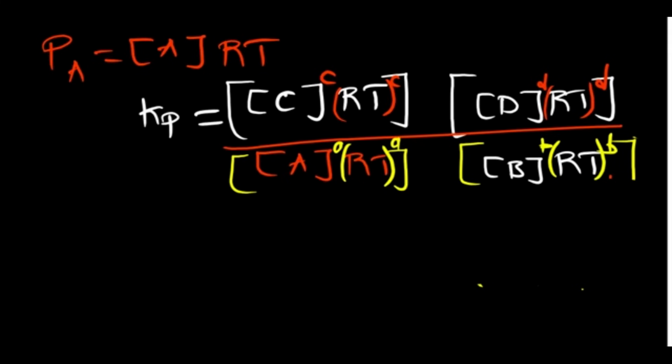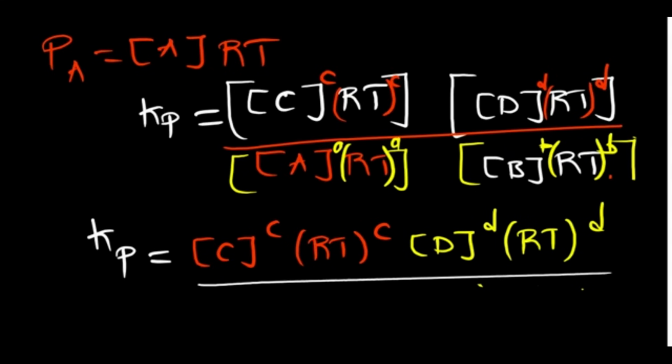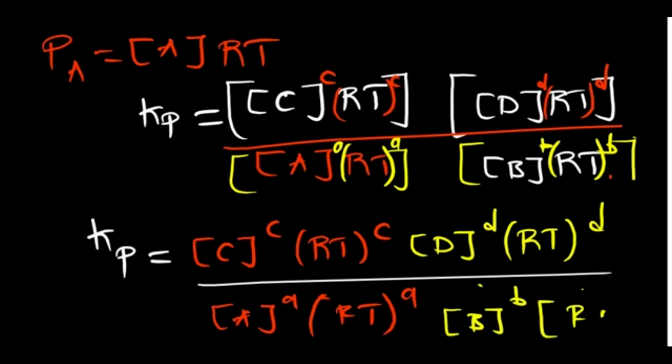Okay. Now, hoping that you've understood this stage, what we can do is separate them. So we'll move to the next stage. Kp is going to be equal to, so what do we have? We have a concentration of C raised to the power C, and then RT raised to the power C, and then for the other part we have the concentration of D raised to the power D, and then RT raised to the power D. And then we can divide by the concentration of A raised to the power A, and then RT to the power A, and then the other part, the concentration of B raised to the power B, and then RT raised to the power B.